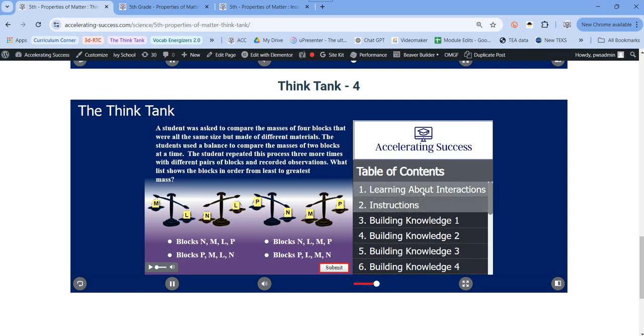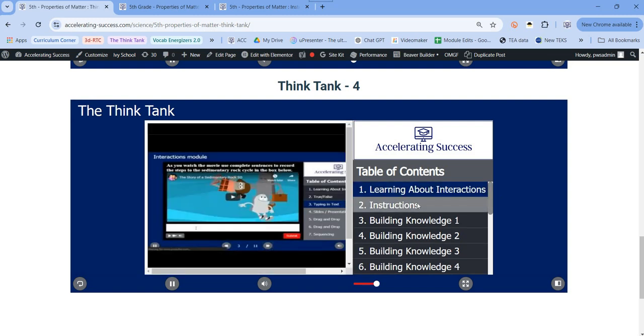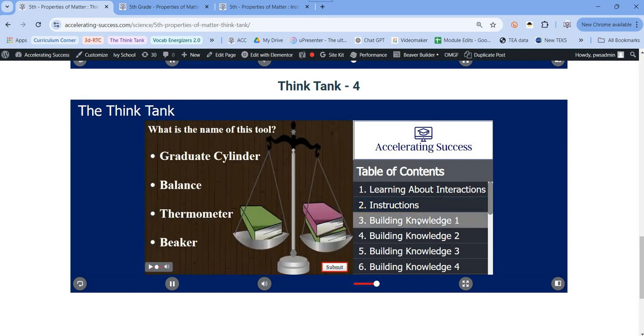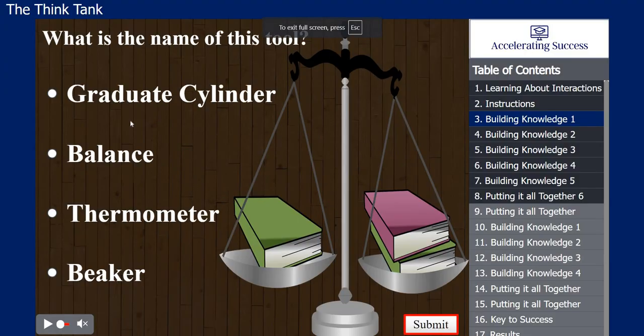If we scroll back up to the top, of course, we're going to have learning about interactions, which teaches you how to do the different things, teaching children how to annotate in their journal, but ultimately here's where we jump into it. Don't forget your volume. At the bottom, you can turn that off and on, and you have the option to come right here and go full screen.